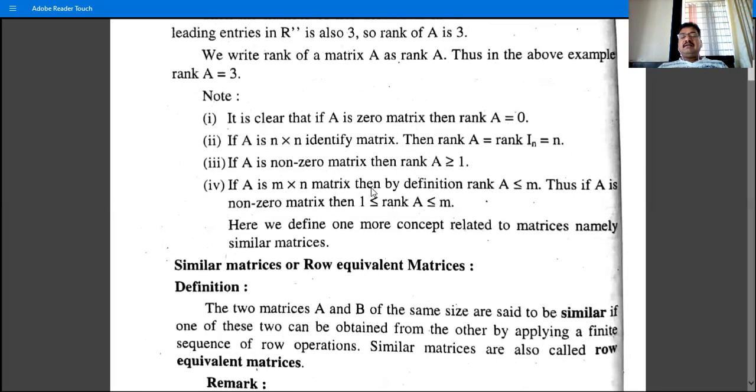If A is an m by n matrix, the order of A is m by n. That is, A contains m rows and n columns. Here m denotes the rows and n denotes the columns of the matrix A. Then the rank of the matrix is always less than or equal to m, that is, less than or equal to the number of rows. Obviously, if the matrix contains, suppose, 5 rows, then its rank is less than or equal to 5, because its echelon form contains at most 5 non-zero rows. So if A is a non-zero matrix, then rank of A is less than or equal to m and greater than or equal to 1.